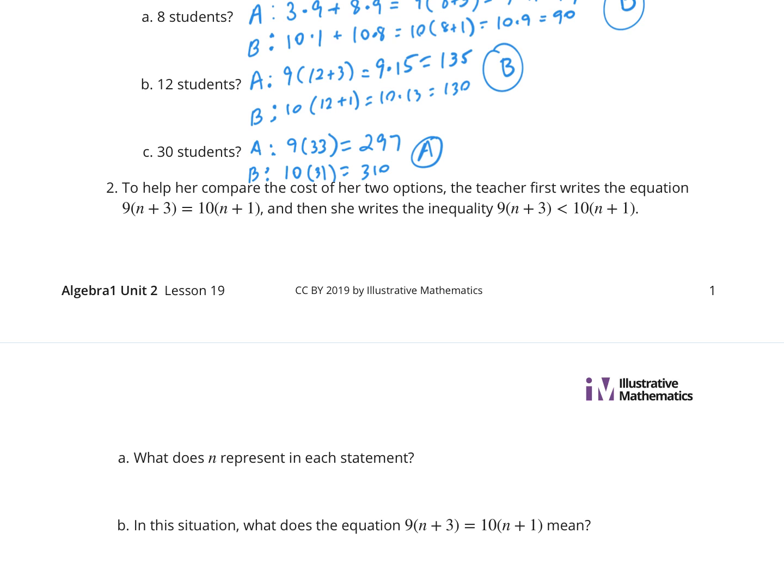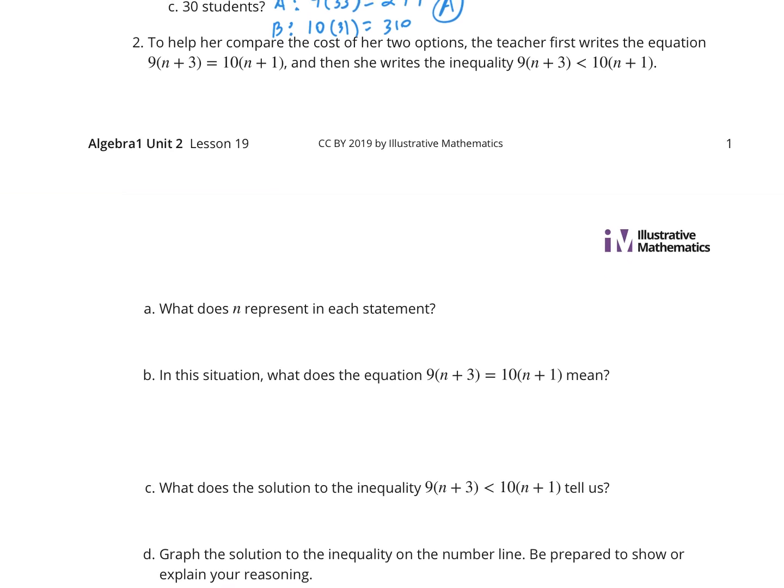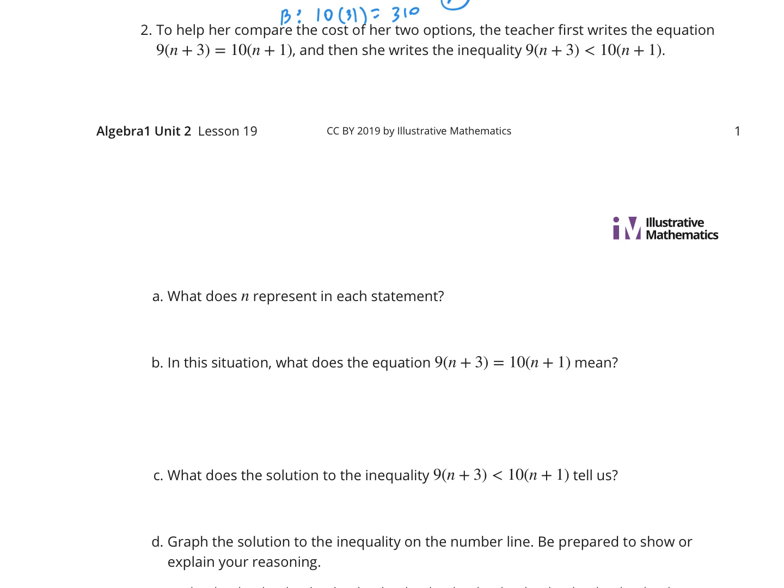For question 2, it says to help compare the cost of her 2 options, the teacher first writes the equation 9 times n plus 3 equals 10 times n plus 1, and then she writes the inequality 9 times n plus 3 is less than 10 times n plus 1. Question A asks, what does n represent in each statement?